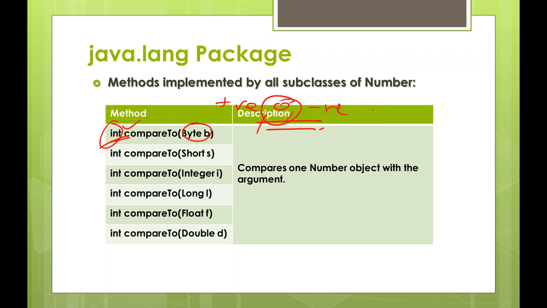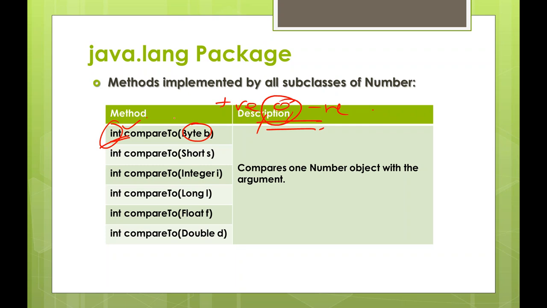The return type is integer. Okay. So I'm assuming all these methods are very simple. If I try to explain all these things more, it will be boring also. That is why I'm just going to walk through these methods, okay?